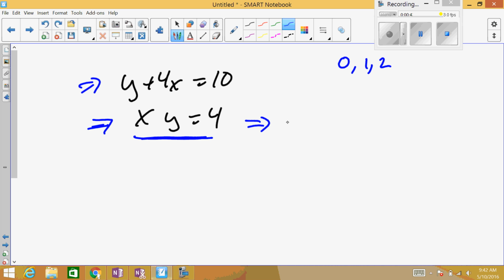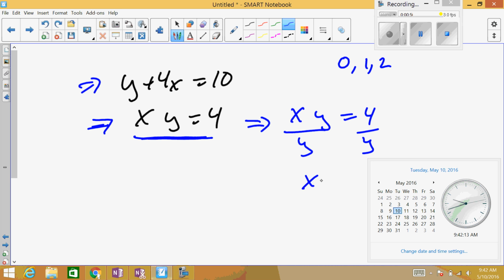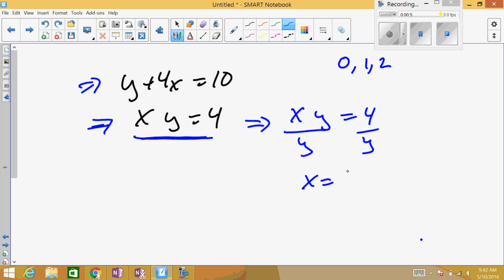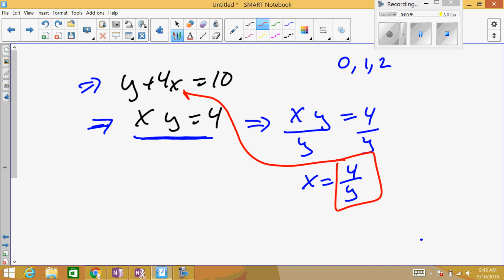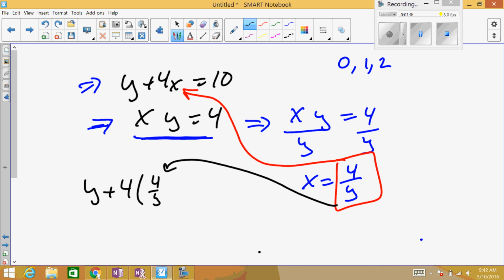So I'm going to take that and divide both sides by y. I just decided I wanted to get x by itself. So then I know x equals 4 over y. And that means that I can take that and substitute it in for x. So I'm going to go ahead and do that, and I get y plus 4 times, dropped in place of x, 4 over y, equals 10.